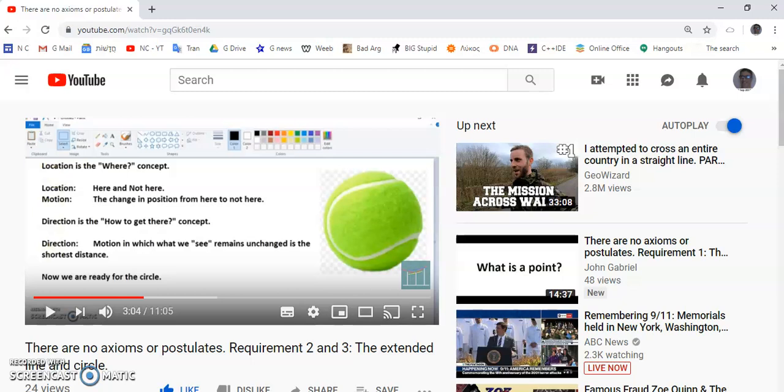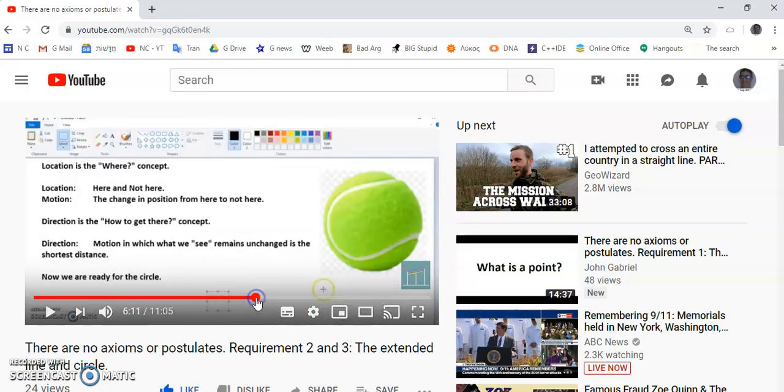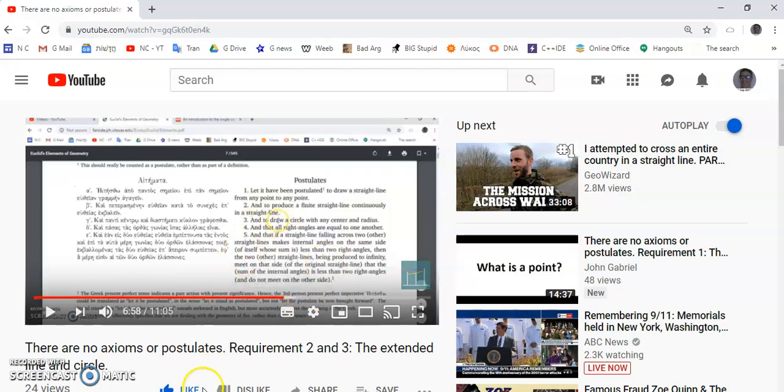Okay, so the shortest distance between here and not here is that motion in which what we see remains unchanged even in the very least. Okay, and then I showed you also how to derive the circle. The circle was derived as that geometric object from which any location on the path to the center has the same straight line, and if that straight line is extended to meet the circle, again it must meet it, otherwise it's not a proper circle, then that geometric object is a circle.